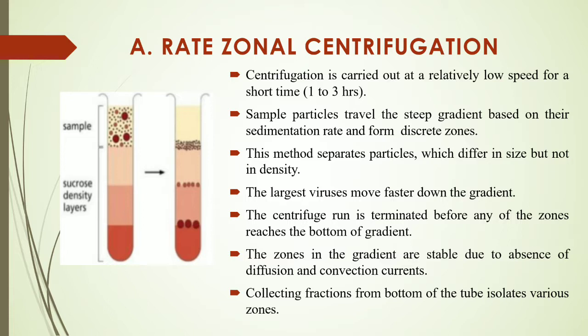Sample particles travel the steep gradient based on their sedimentation rate and form discrete zones. This method separates particles which differ in size but not in density. The largest viruses move faster down the gradient. The centrifuge run is terminated before any of the zones reaches the bottom of gradient. The zones in this gradient are stable due to absence of diffusion and convection currents. Collecting fractions from the bottom of the tube isolates various zones.